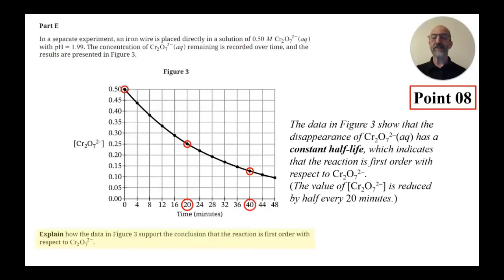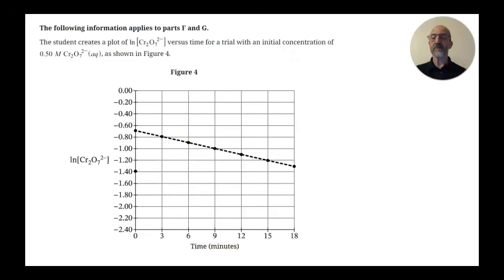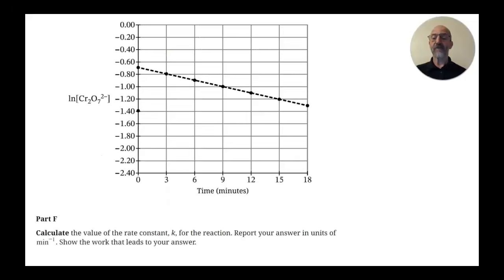So my answer to this question is the following. The data in figure 3 show that the disappearance of the dichromate ion has a constant half-life, which indicates that the reaction is first order with respect to the dichromate ion. And again, the concentration of the dichromate ion is reduced by half every 20 minutes. All right, moving on to point 9 of this question. We are given a plot of natural log of the concentration of the dichromate ion versus time, and we have to calculate the value of the rate constant.